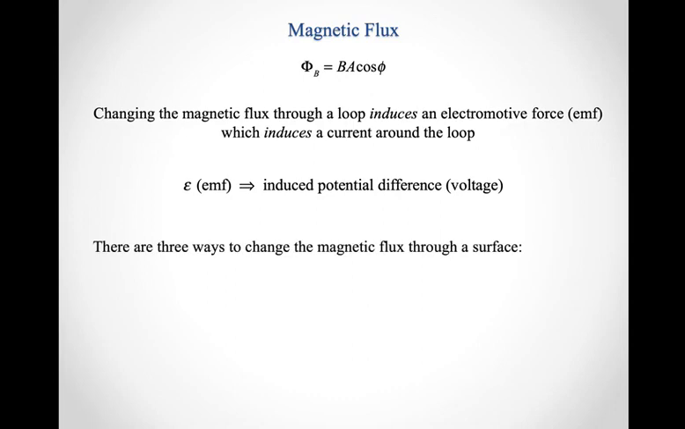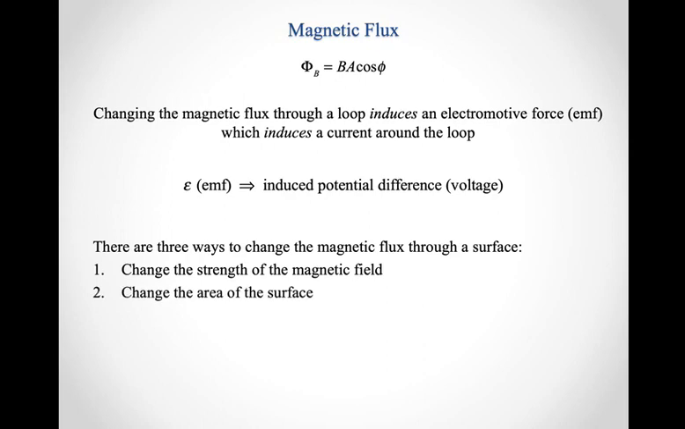So obviously, if we care about changing the magnetic flux, there are three ways that we're going to focus on changing the magnetic flux through a surface in this class. The first one is we're going to change the strength of the magnetic field. So either make the magnetic field stronger or make it weaker. Either way, you've changed the strength of the magnetic field.